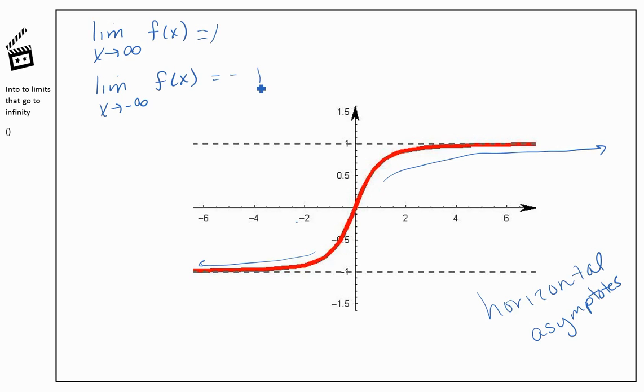Okay, so here when we talk about the limit as x goes to infinity or negative infinity, we're saying what happens as the graph goes off to the right or off to the left.